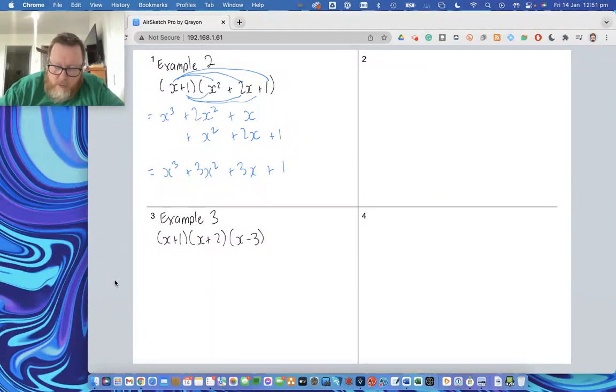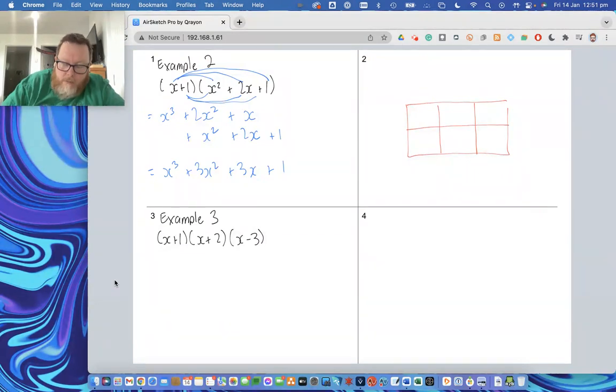I'll use the box method as well, just so you can sort of see what it looks like. You've got a binomial multiplied by a trinomial. So rather than drawing a square, I'm going to draw a rectangle. And then because I've got a trinomial, I'm going to split one of the sides into 3 and then one of the sides into 2. So I'll put the x plus 1 here, and I'll put the x squared plus 2x plus 1. I like to put the operations in as well because it doesn't get me confused then.